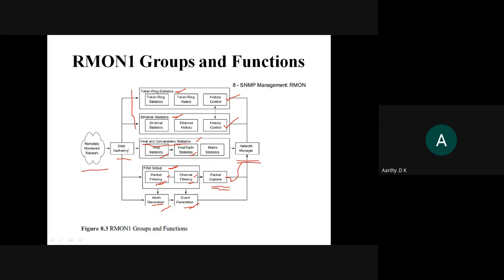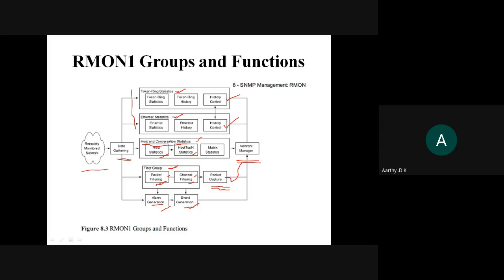Let me repeat. The data gathering will gather all the data on the network, host and conversation statistics. The host will be either your Ethernet or a token ring LAN network. So it contains all the information about the network. Next, we saw the history control table. The history control table contains all the information about the host, that is, about the network. It is used by token ring statistics and Ethernet statistics.